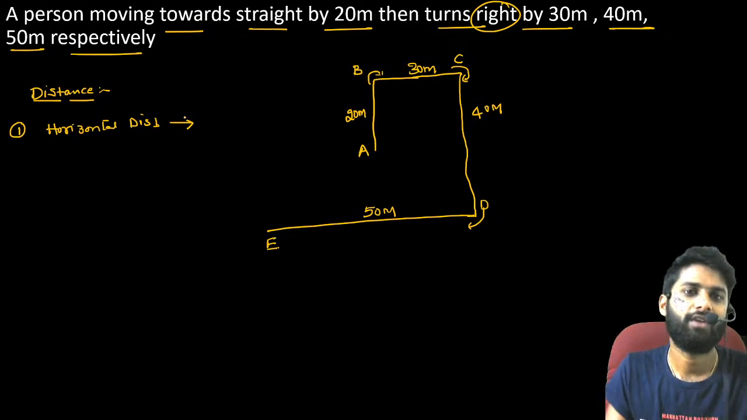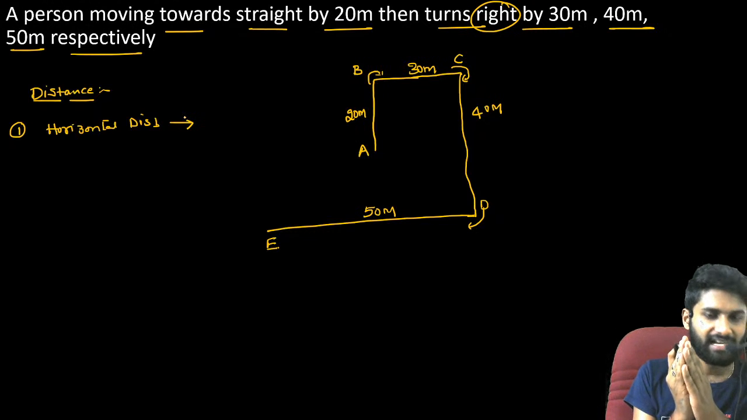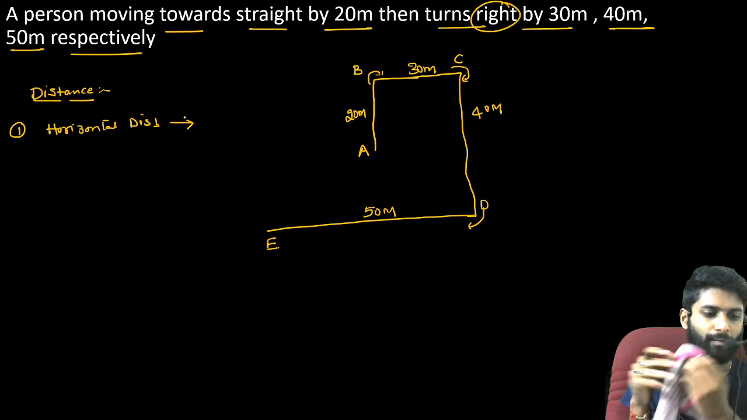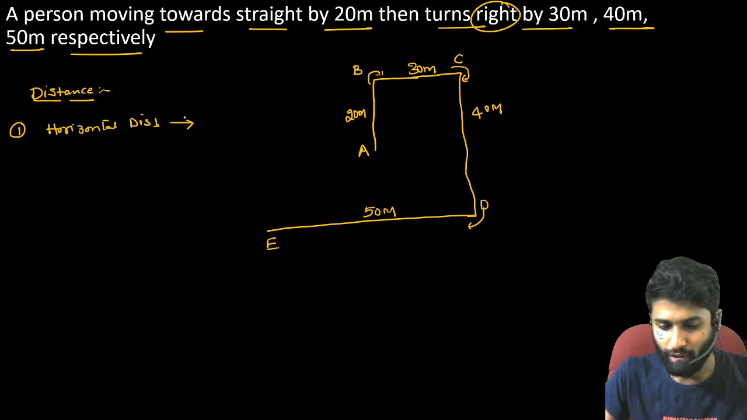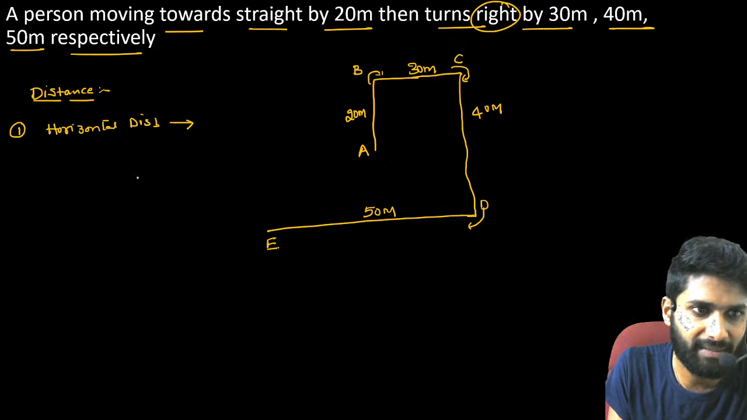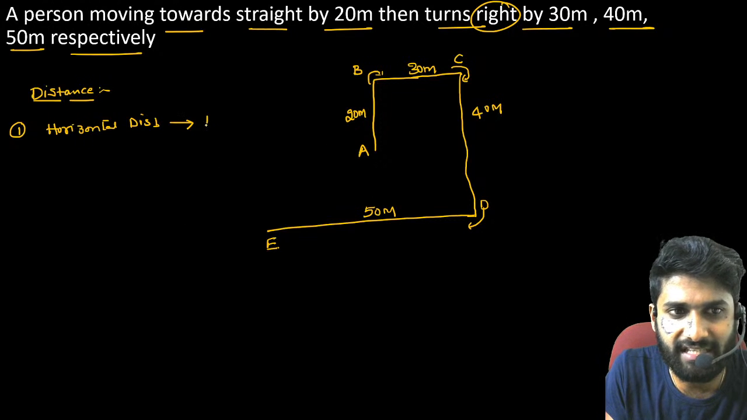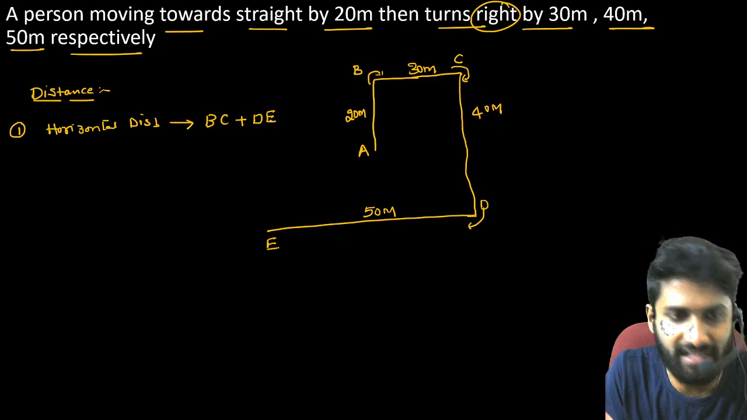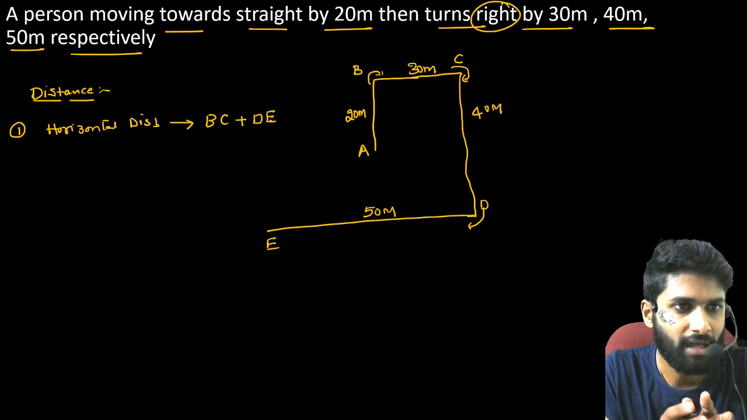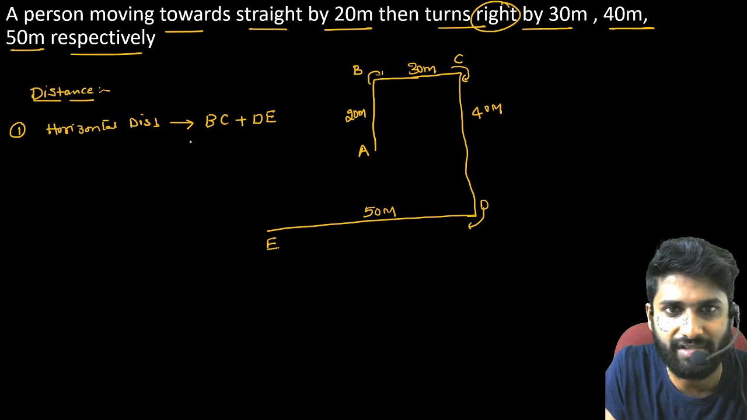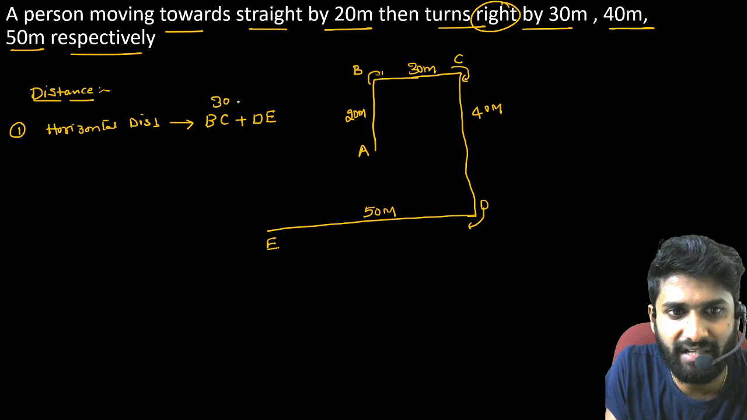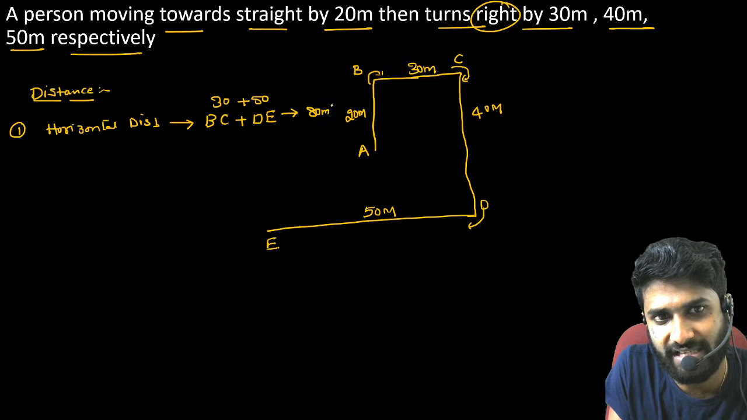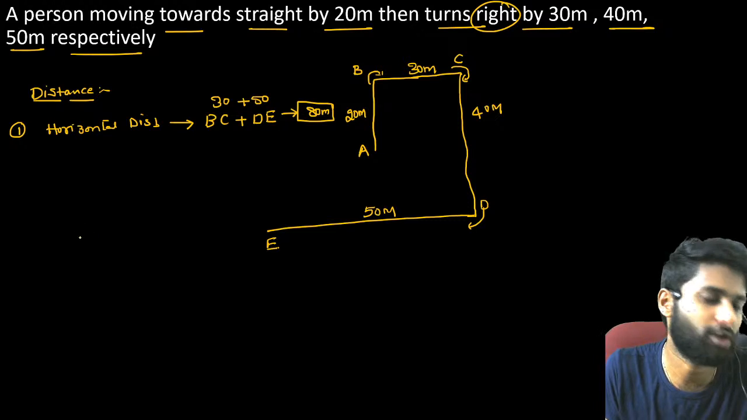What is the answer, guys? What is the horizontal distance covered by the person for the entire journey? Now, see, the horizontal distance means you just consider only BC plus DE only. That is the question we need to answer. The horizontal distance covered by the person: BC is equal to 30 meters, DE is equal to 50 meters. The horizontal distance covered by the person is equal to 80 meters. That is the question number one.